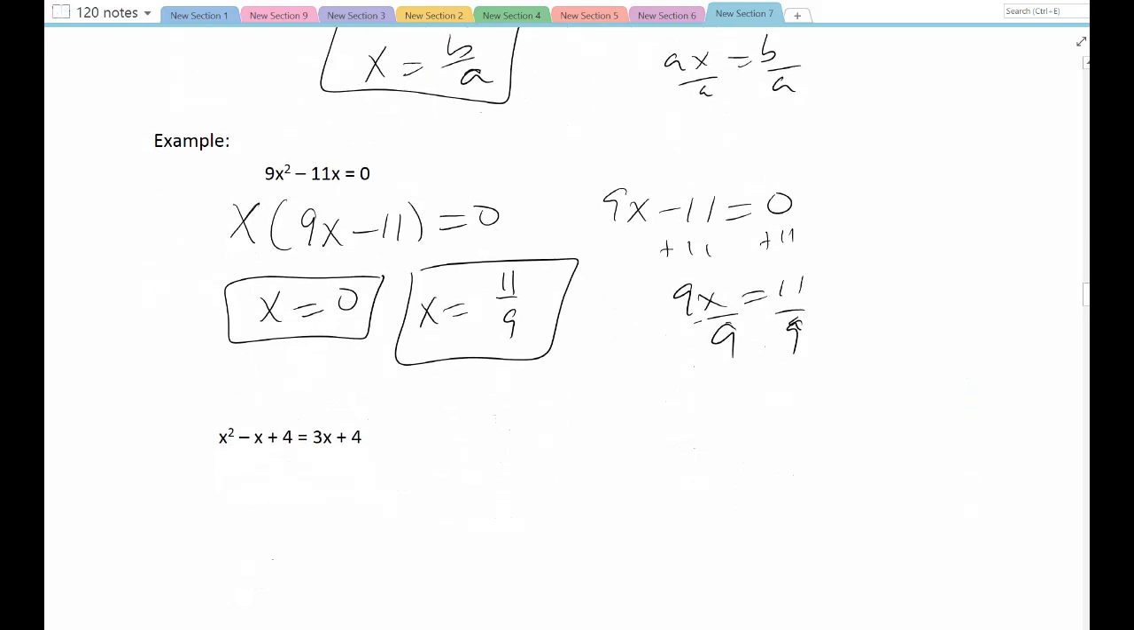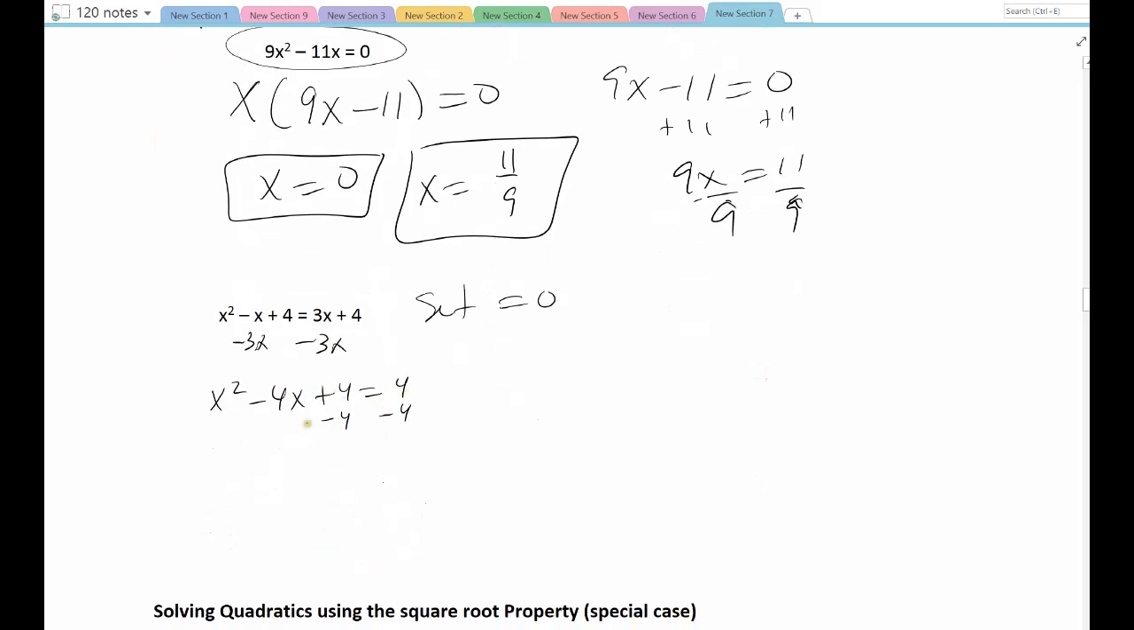Alright, the second one, it's a little hard to see, but it does solve down to this where I have an x term. So first thing I do, remember, always have to set it equal to 0. This is the first example where it's not set equal to 0. That's always our first step. And so I'm going to move everything over to the left side. So I'm going to subtract this 3x first. So I get x squared minus 4x plus 4 equals 4. And then I'm going to subtract the 4. And you can do that all in one step if you want to. And so what happens here is the 4's cancel. Right? So I'm left with x squared minus 4x equals 0.